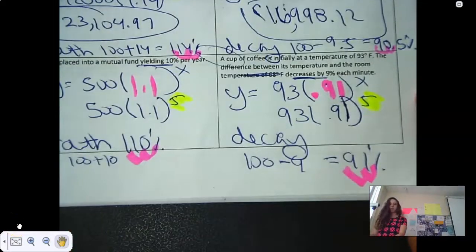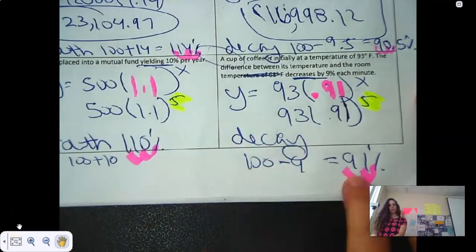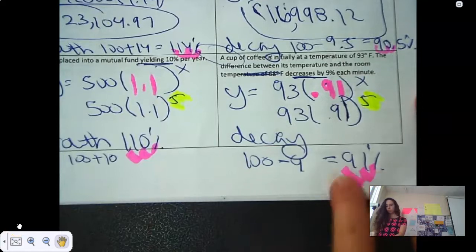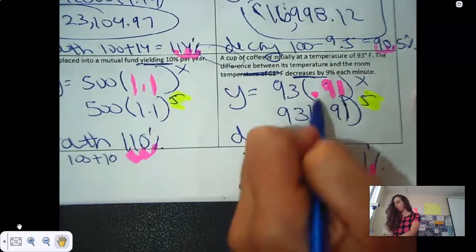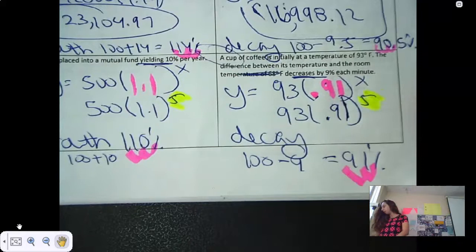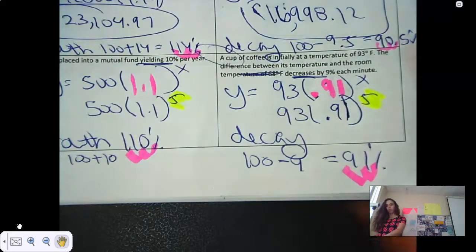So it cuts it off, of course. So it was decay. 100 minus 9 is 91. Move it over twice. Let me make that more clear. 0.91. And then what I did is I plugged them both into the calculator.